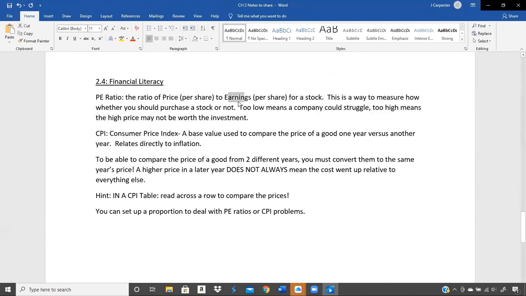PE ratio. So it's a ratio, a fraction of the price. And when they say price, they mean price per share. Whenever you buy a stock, you have to pay a price per share. For instance, Apple is about 115 bucks a share right now. Amazon's about 3,400 bucks a share. Maybe it's 3,100 actually, I think it's a little lower.